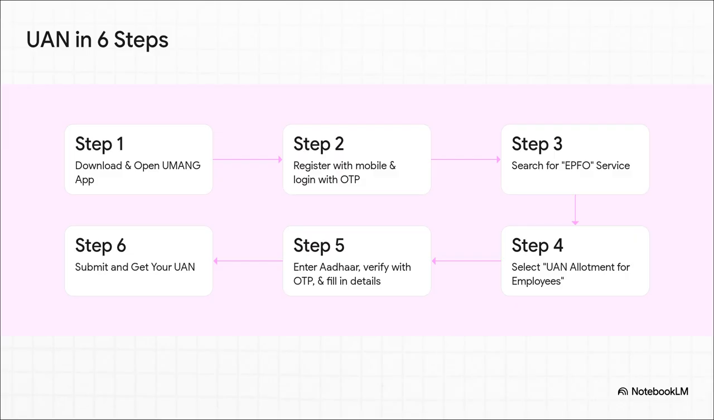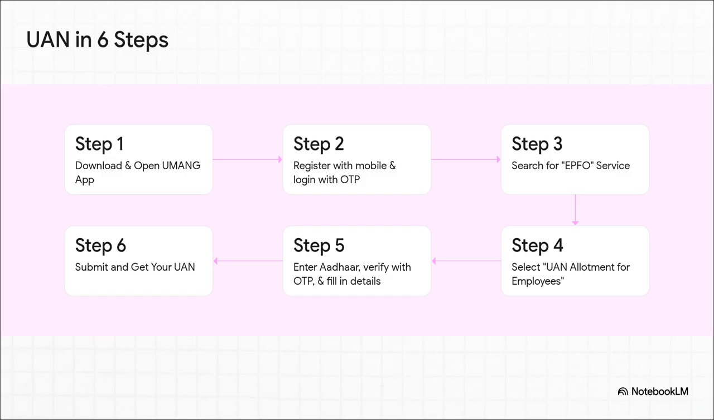First, download and open up that UMANG app. Next, you'll do a super quick registration with your mobile number. They'll zap you a one-time password, an OTP, to log in. Once you're in, just hop over to the search bar and type in EPFO and tap on that service. Then, you're going to see an option that says UAN allocation for employees. Yep, that's the one you want. And here's where that Aadhaar number comes into play. You'll enter it, verify it with another OTP that gets sent to your linked phone, and then just fill in a couple of basic personal details. And finally, the last step, just hit submit.